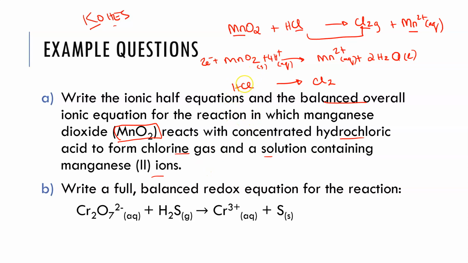Then we do the HCl. HCl to Cl2. Key elements, chlorine. I have 2 on the right hand side, 1 on the left hand side, so I'm going to multiply this up by 2. I have no oxygen, so I can skip that step, go straight to hydrogens. 2 hydrogens on the left hand side, 2 hydrogens on the right hand side. Balanced charge with electrons. There is no charge on the left hand side. I've got 2+ on the right hand side, so I'm going to add 2 electrons to this side.